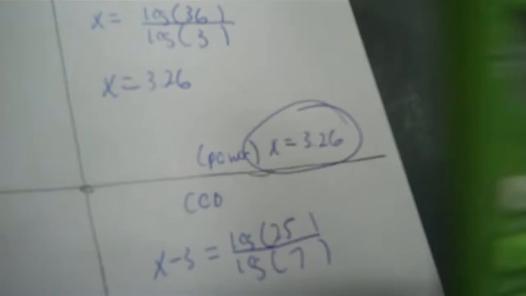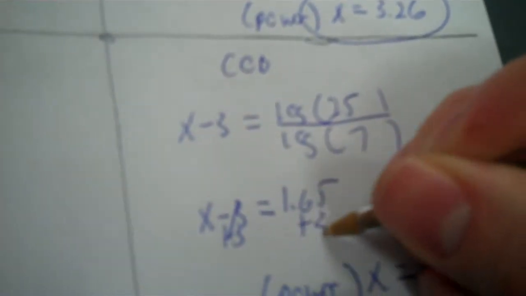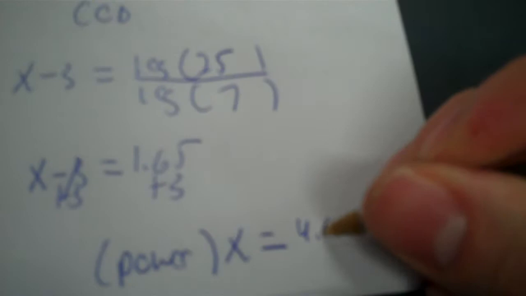So then I take the log of 25 divided by the log of 7, and I get 1.65, but to actually solve for x now we have to add the 3, and that's 4.65. Pretty much the same process throughout there. Now on the back side, the game's going to change a little bit.